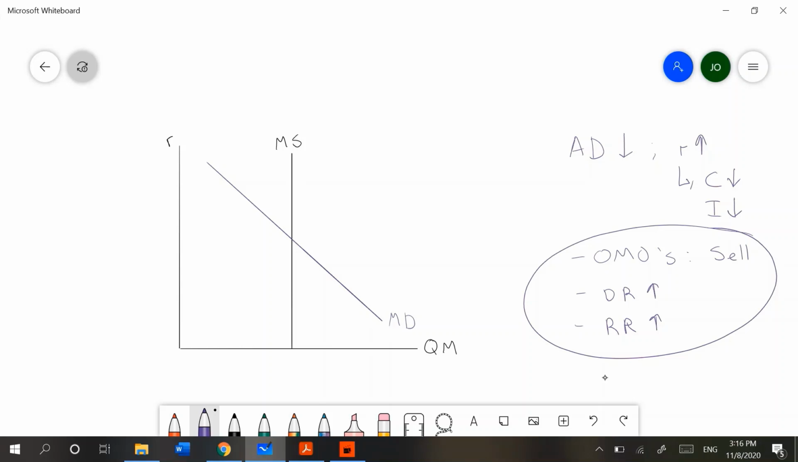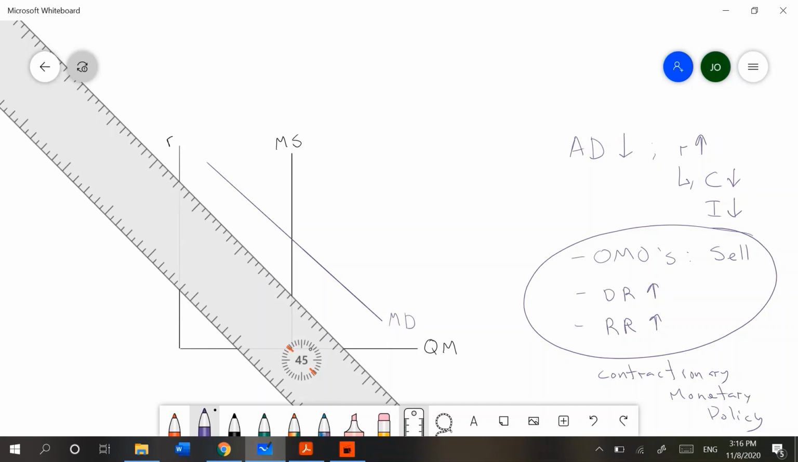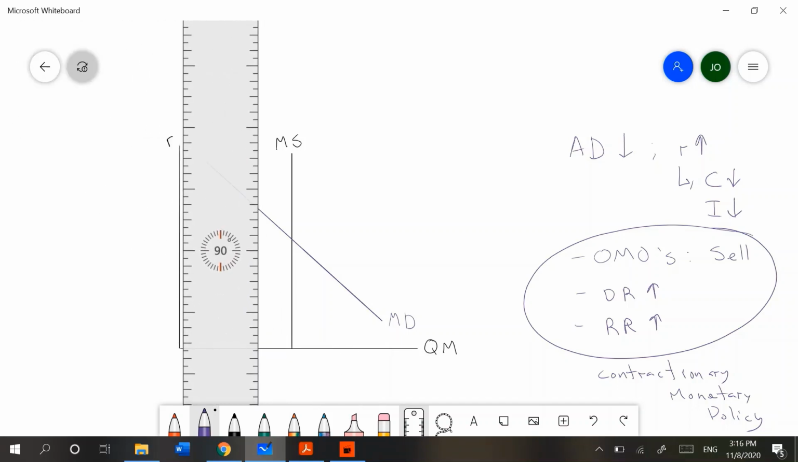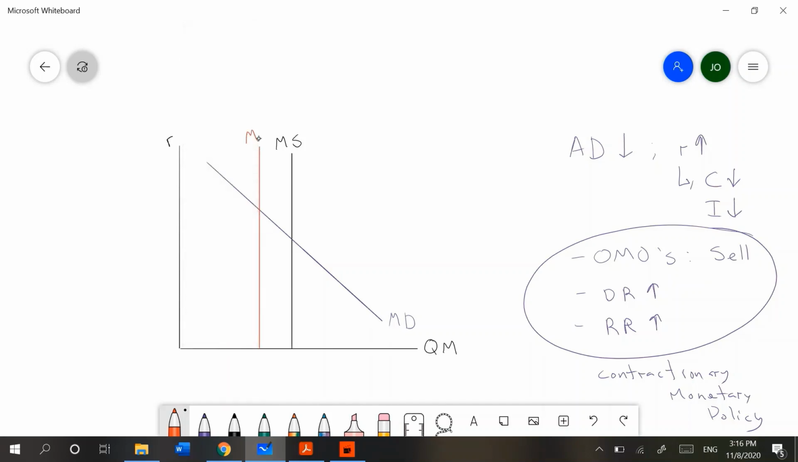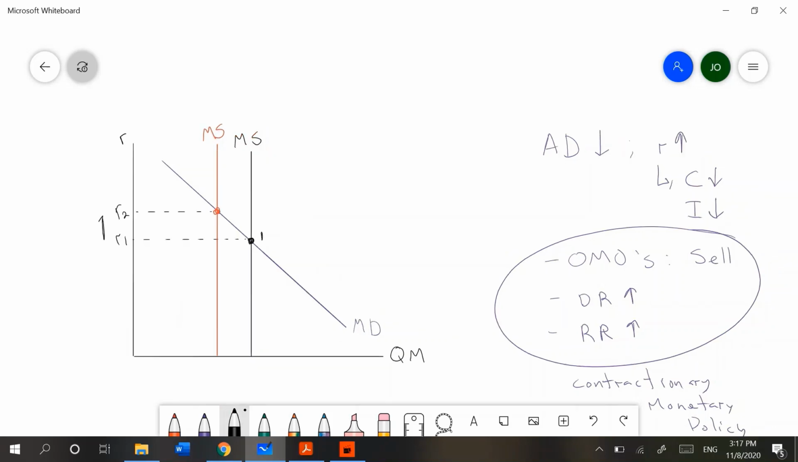Altogether, this is what we call contractionary monetary policy. And it looks something like this. In the graph, we now go from our first equilibrium to our second equilibrium. We now have our desired result, an increase in the target federal funds rate.